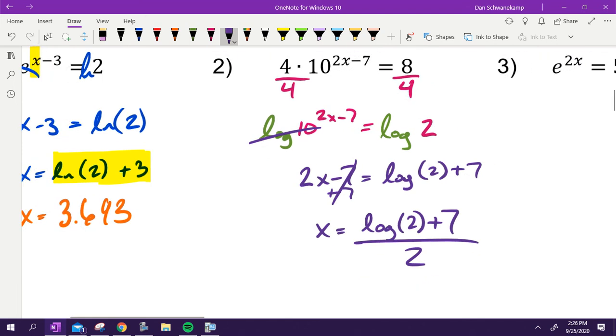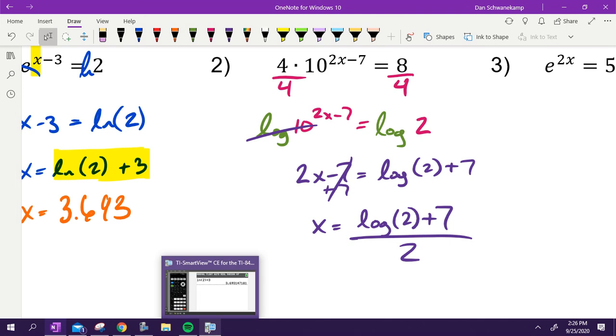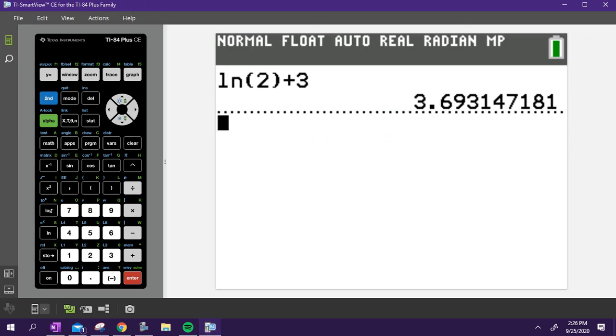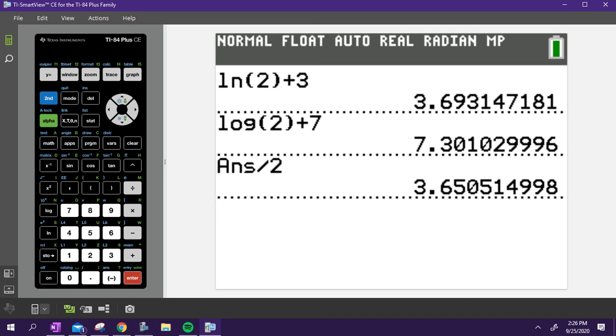So just making sure that you can type that into your calculator in some capacity. Understanding that when I do this, it is log of 2 plus 7, and then it's all divided by 2. So you could either put that in parentheses or put it in fraction form. I'm just going to hit enter after that and then divide it by 2. My final answer is 3.651.